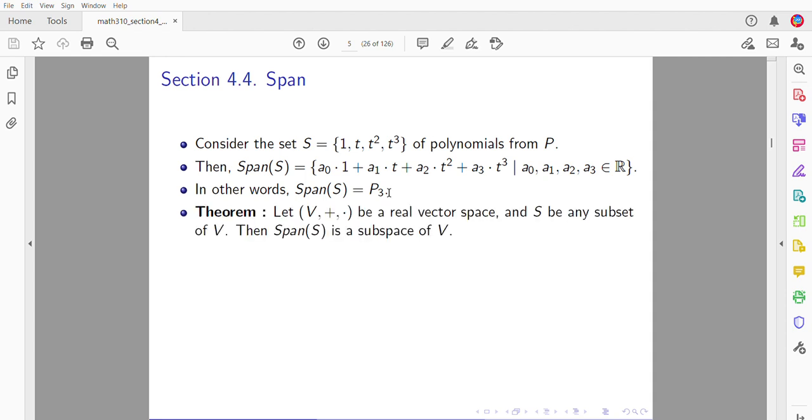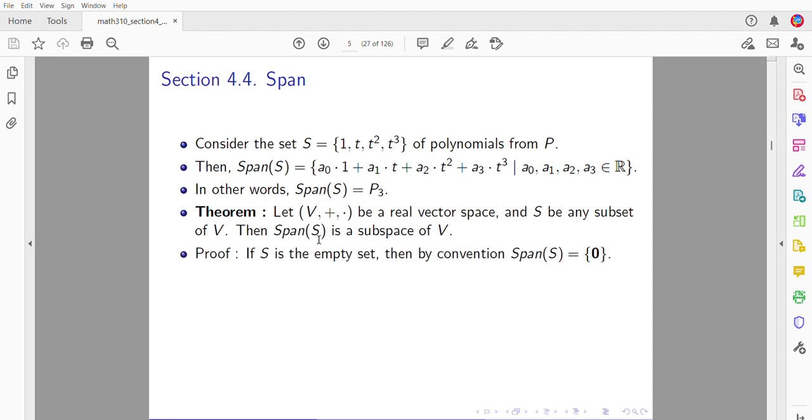Okay, so here is an important theorem. Let (V, +, ·) be a real vector space and S be any subset of V. Then span of S is a subspace of V. What does that mean? Span of S is a vector space in its own right. Remember, how do you show something is a subspace? All you need to show is that it is non-empty, it is closed under vector addition, and it is closed under scalar multiplication.